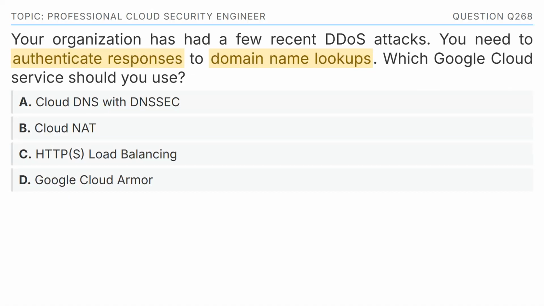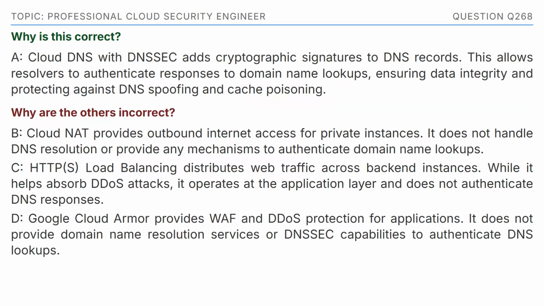To arrive at the correct answer, we focus on the keywords: authenticate responses, domain name lookups. The correct answer is option A, Cloud DNS with DNSSEC. Why is this correct? A. Cloud DNS with DNSSEC adds cryptographic signatures to DNS records. This allows resolvers to authenticate responses to domain name lookups, ensuring data integrity and protecting against DNS spoofing and cache poisoning.